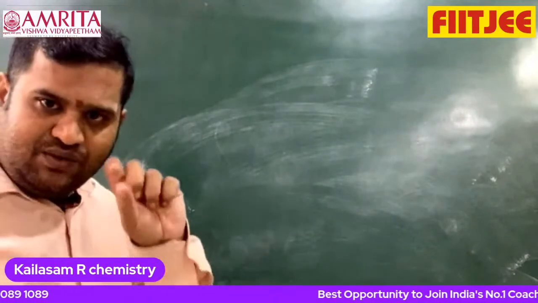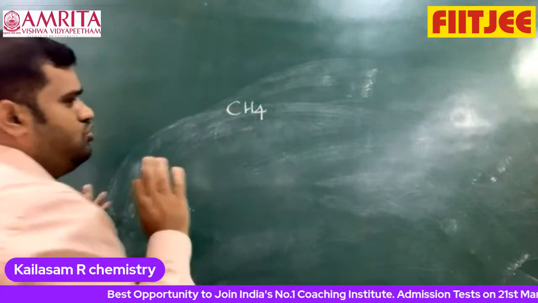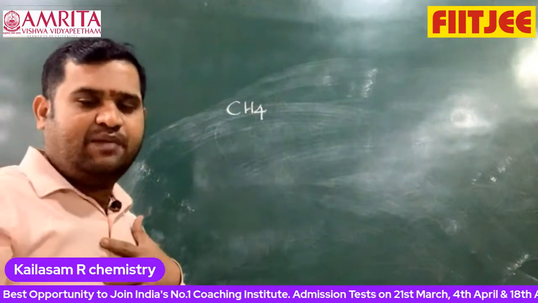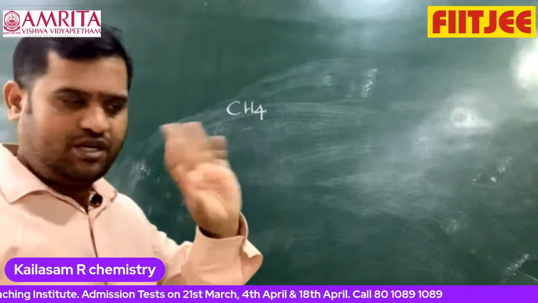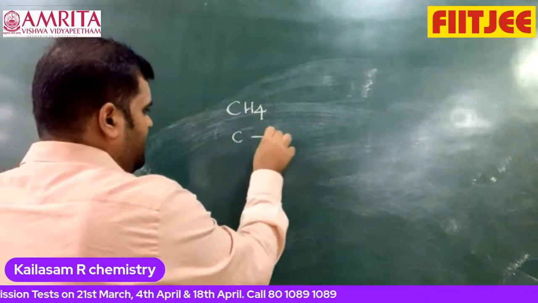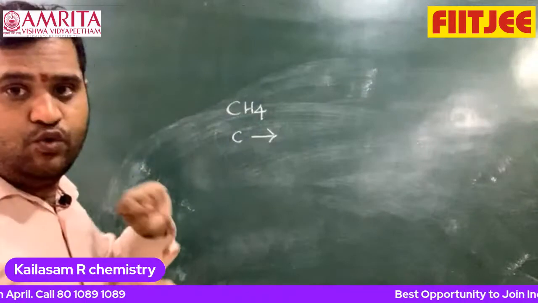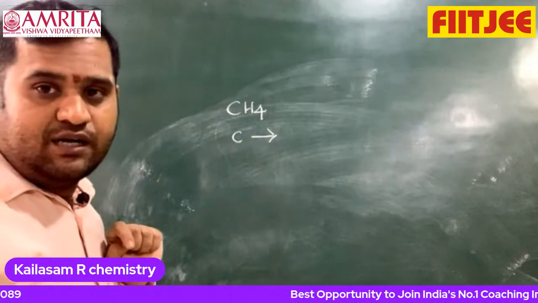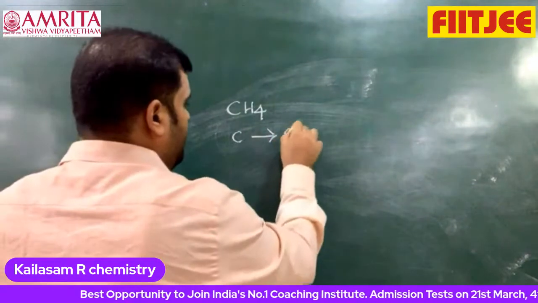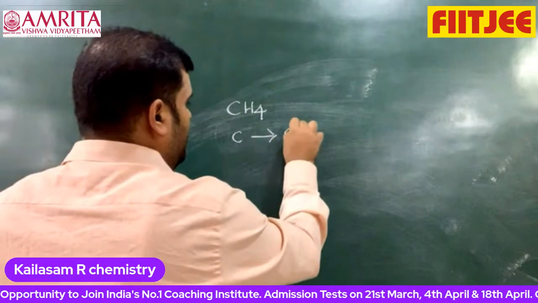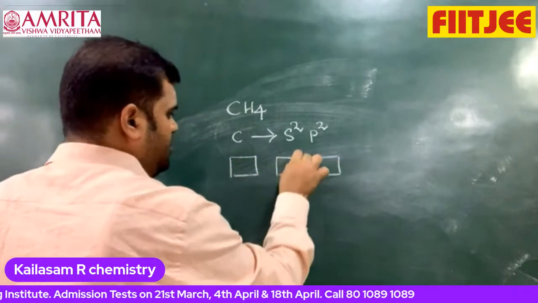Listen, first I'll give the simple idea. CH4. How to do that, sir? CH4, I can say the hybridization is sp3 hybridization. How do we say it's sp3 hybridization? Look at that. I'm taking carbon. First I'll write it and explain it to you. For carbon, the valence electron configuration should not be said as 4, we can say it as s2p2. Ready? This is carbon. In carbon, we should draw like this.